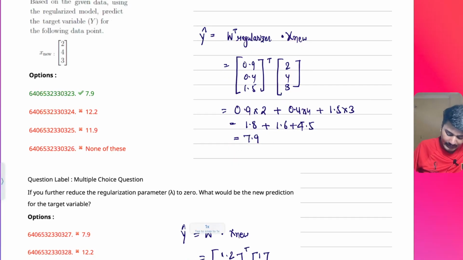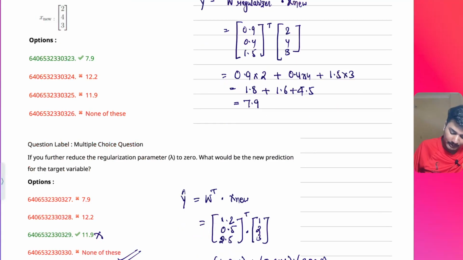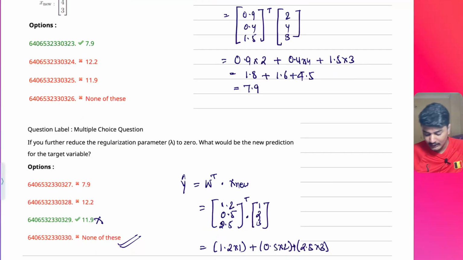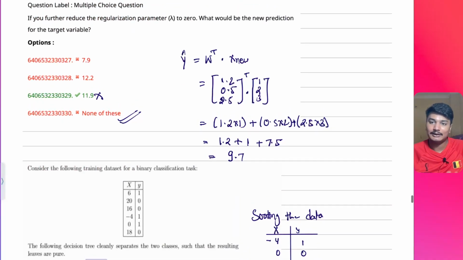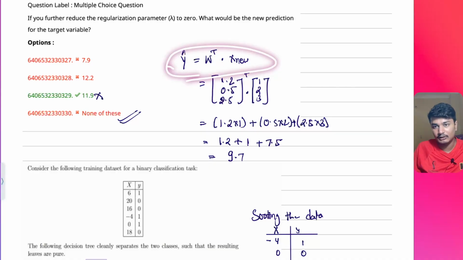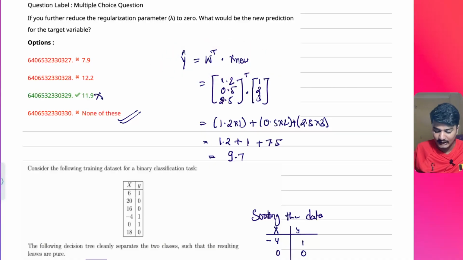Now it says that we further reduce the regularization parameter to 0. If we reduce the regularization parameter to 0, then it is nothing but the original parameter which we already had. So when we do a prediction with that particular parameter, this transpose into this comes as 9.7. So the answer 11.9 is not correct. The answer will be none of these.